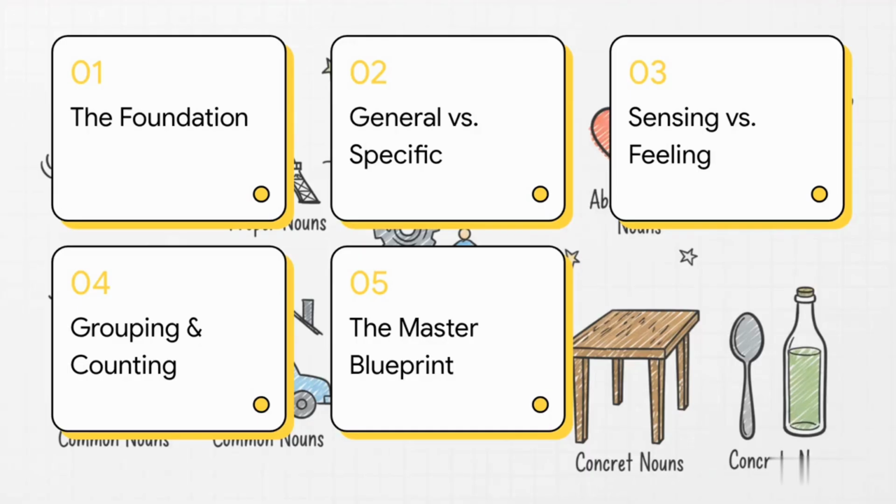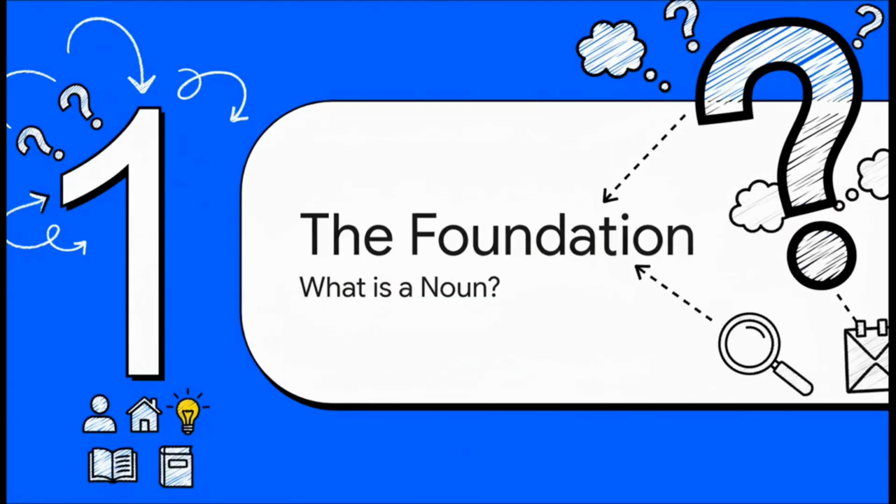So here's the plan. We'll start with the absolute foundation, and then we're just going to build up, layer by layer, looking at the different kinds of nouns, until we have the whole master blueprint figured out. First things first, before we can start sorting through our tools, we need to know what a tool even is. So, what exactly is a noun?